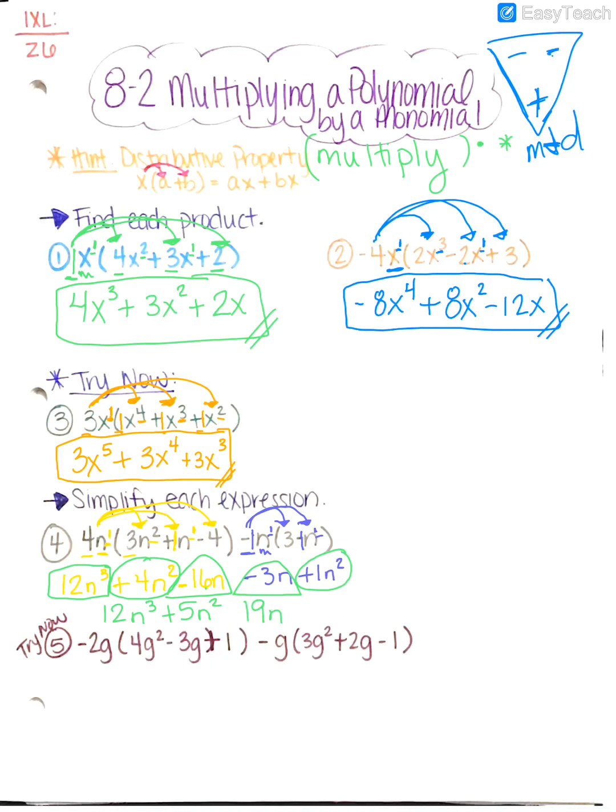So big numbers multiply. That gives us negative 2 times 4 gives us negative 8. Put the variable g and add your exponents. 1 plus 2 gives us 3. Go to the next one, next term.